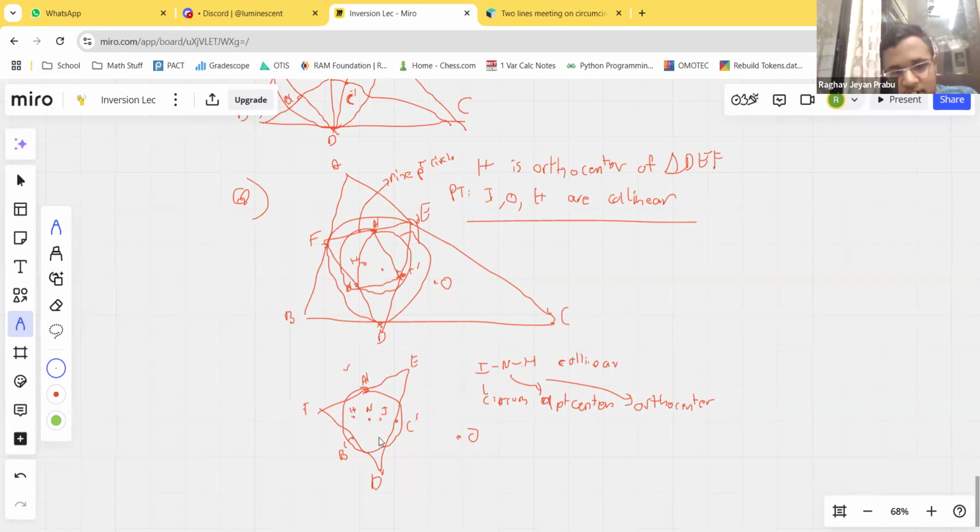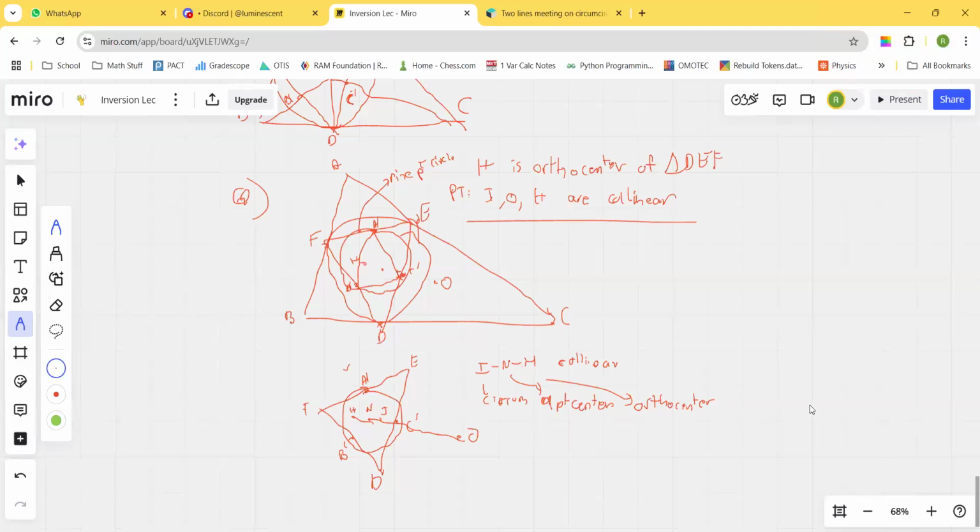However, as Bhairav mentioned, since N is the circumcenter of A dash B dash C dash and O is the circumcenter of A, B, C, you have I, N, O collinear. You also have I, N, H collinear, which implies H lies on IO, and we are done. Has everyone understood the proof?